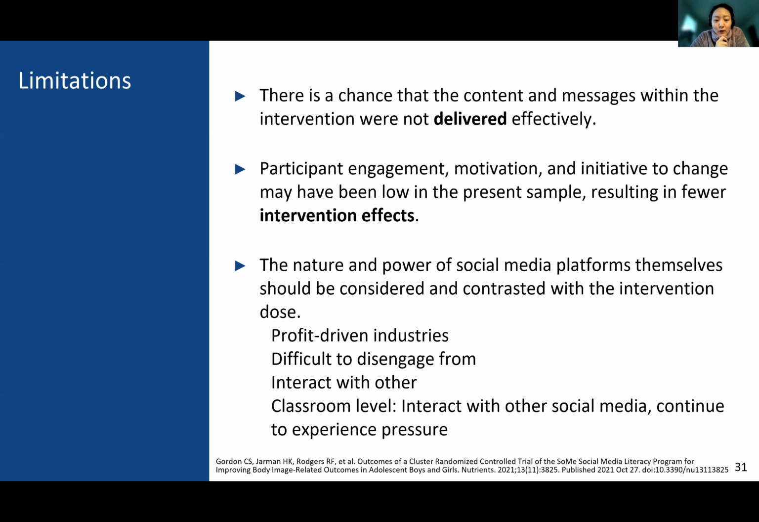Also, the nature and power of the social media platform itself can be considered to influence the final results, because social media is very difficult to disengage from, and there are interactions between the students themselves and the interventions at the classroom level. So people will communicate about their use and their feedback on all these interventions.